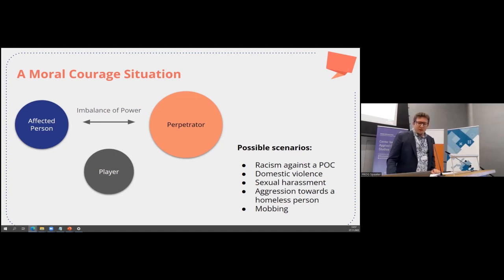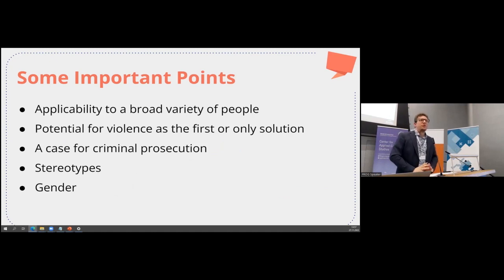But there are a few things to consider when selecting a scenario. And this is something that SOS Menschenrechte, our NGO, made clear to us. It has to be applicable to a broad variety of people. It doesn't help if your scenario is, let's say, racism against a person of color, and you're showing this to kids from rural Upper Austria, where persons of color are probably not really well represented. They might not really connect to this scenario because it's not something they will see on a daily basis. The potential for violence is something that should never be your first or only solution. If hitting the perpetrator is what comes to mind first, then it will probably ruin your whole game, because that's what everyone's going to try, and you don't want that.